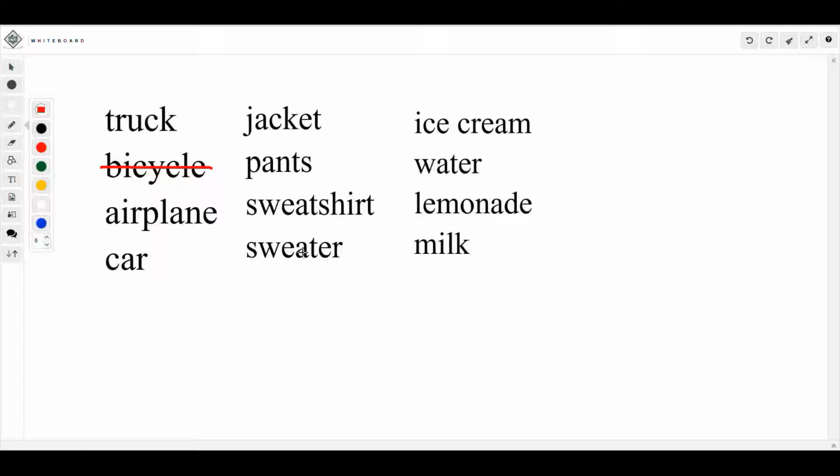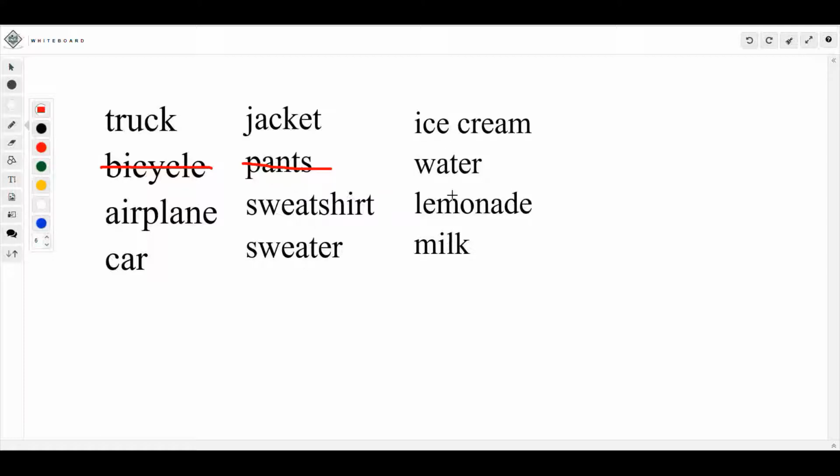Let's look over here. Which one of these does not belong? Did you say pants? Pants, they don't belong because a jacket, a sweatshirt, and a sweater are all things that you wear on the top of your body, like around your arms and your torso area. These you'd wear on the bottom part of your body, right?